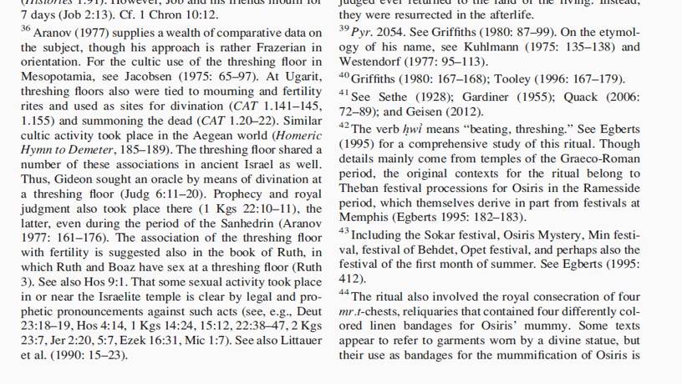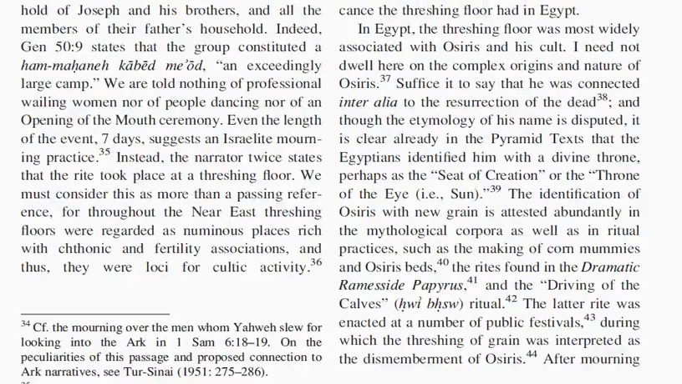That some sexual activity took place in or near the Israelite temple is clear by legal and prophetic pronouncements against such acts. See Deuteronomy chapter 23, verses 18 and 19, Hosea 4:14, 1 Kings 14:24, 15:12, 22:38 to 47, 2 Kings 23:7, Jeremiah 2:20, 5:7, Ezekiel 16:31, Micah 1 and 7. See also Litauer et al., 1990, pages 15 to 23. End of the footnote.